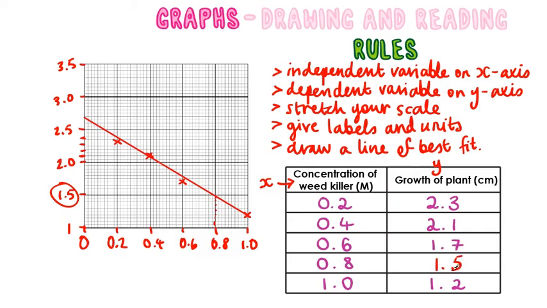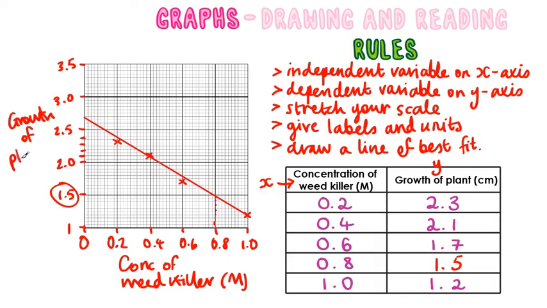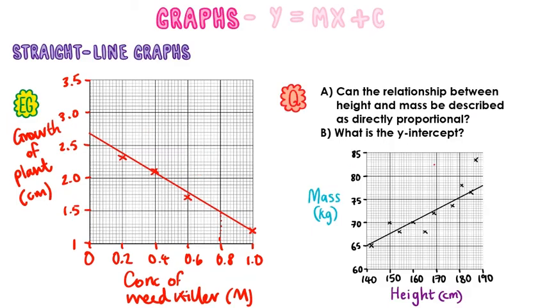Now there's one last thing we need to do to finish off this graph. Can you spot what it is? Yeah, we need to label our axes. So along the bottom, we've got the concentration of weed killer and we must give the units. It's M for moles. And along the side, we've got the growth of the plant. And if we were asked to describe this relationship, we could describe it as negative correlation, because as the concentration increases, the growth of the plant is decreasing.